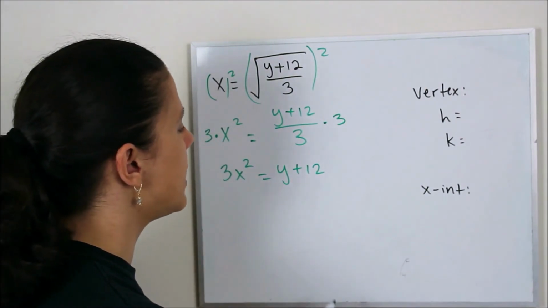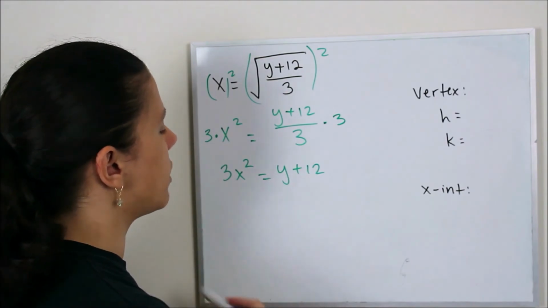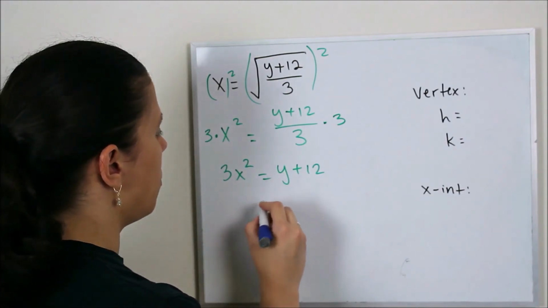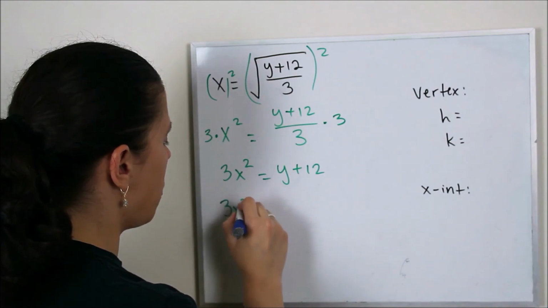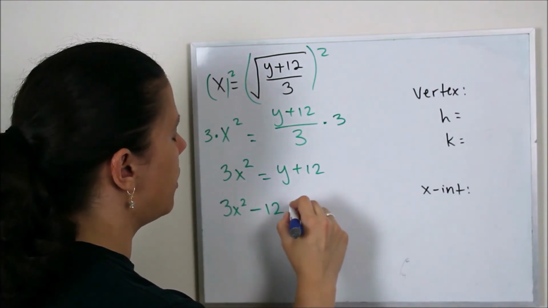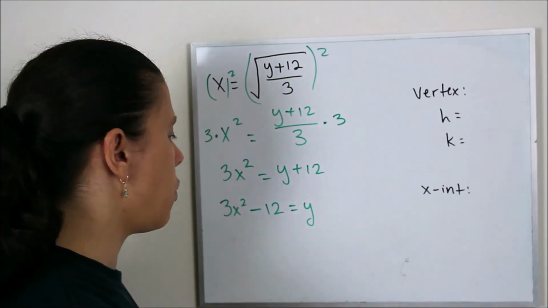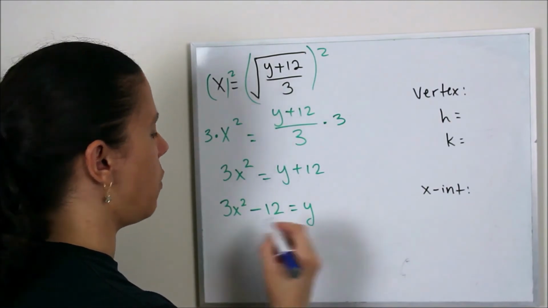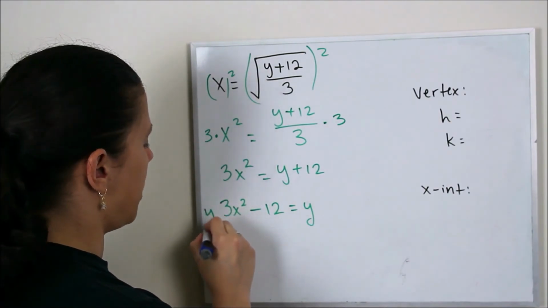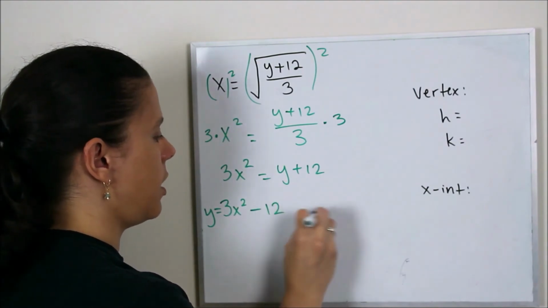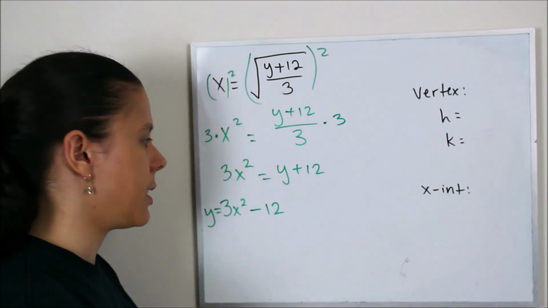So I can leave y by itself, and so I'm going to bring the 12 to the other side. I'm going to have that 3x squared minus 12 is going to be equal to y. Or another way to rewrite it would just be y equals, so I'm going to rewrite it like that. It's easier for us to visualize that way.